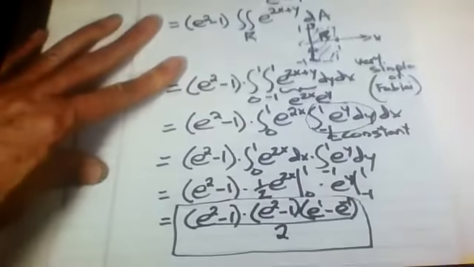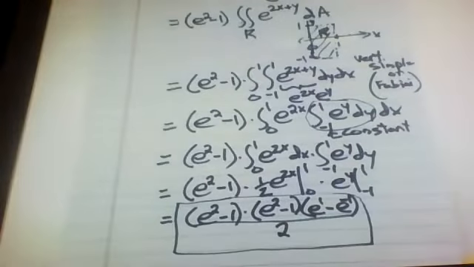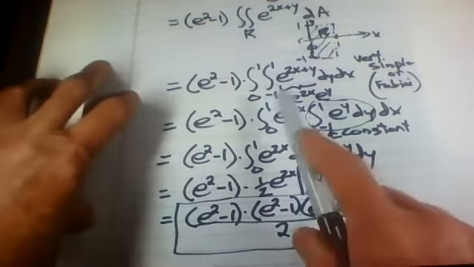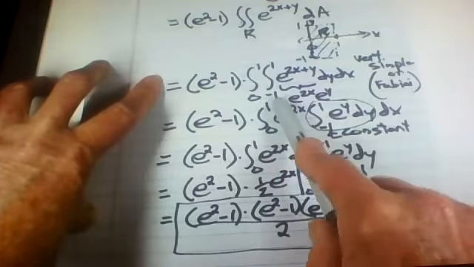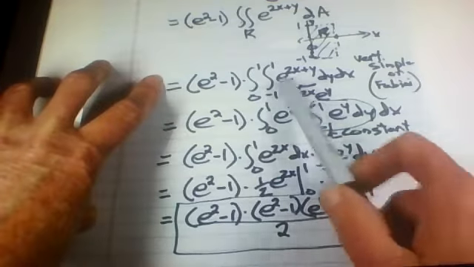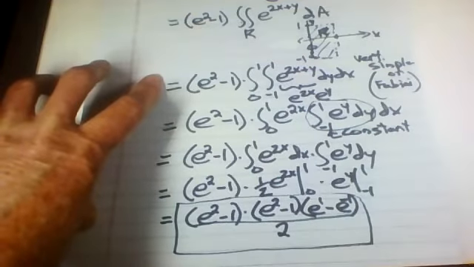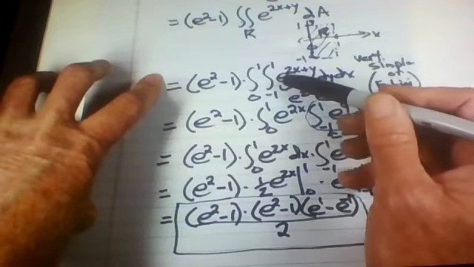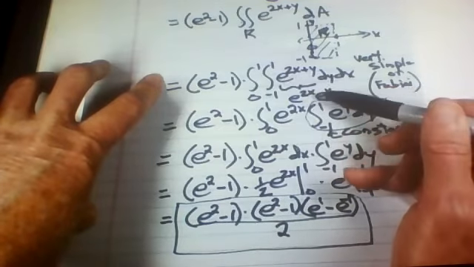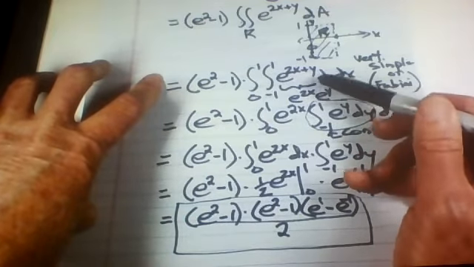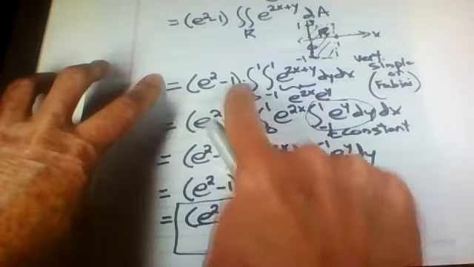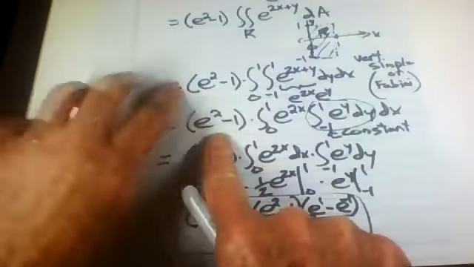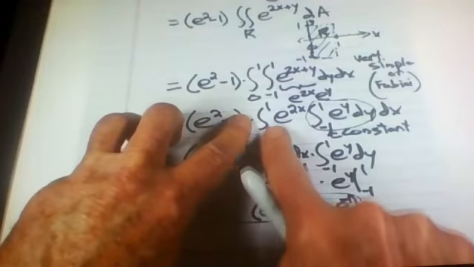But since we have a double integral in this case, we now just need to integrate from 0 to 1, a to b, and -1 to 1, c to d, e to the 2x plus y dy dx. Well, just like in the last example, we rewrite this as e to the 2x times e to the y, and within the integral with respect to y, e to the 2x is a constant, so I'll pull it out here.